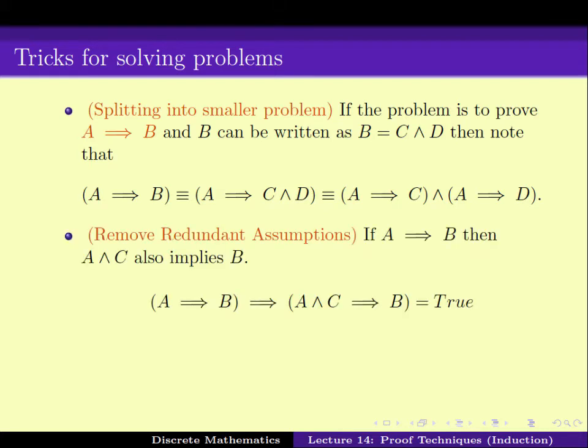The second option is removing some kind of redundancy in the assumptions. Namely, if A implies B, that would imply that A and any other assumption will also imply B. So if the given set of assumptions is A and C, one might want to remove the redundant assumptions, and that would make this problem neater, and hence easier to solve.